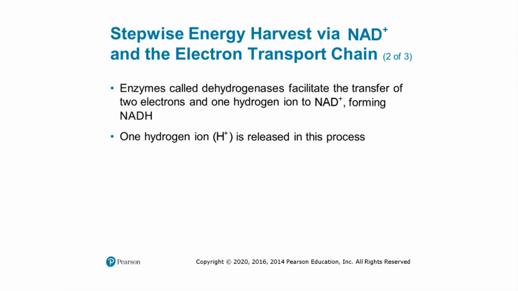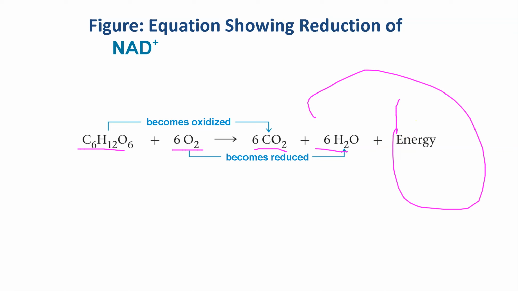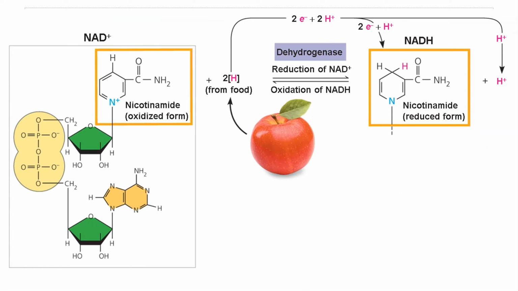Enzymes called dehydrogenases remove electrons and hydrogens, forming NADH. So one hydrogen is released in the process. This is kind of what it looks like. Glucose is being oxidized. Oxidation is loss, and oxygen is reduced. But the goal is right there. That's a really horrible circle. And all this NAD+ and NADH.